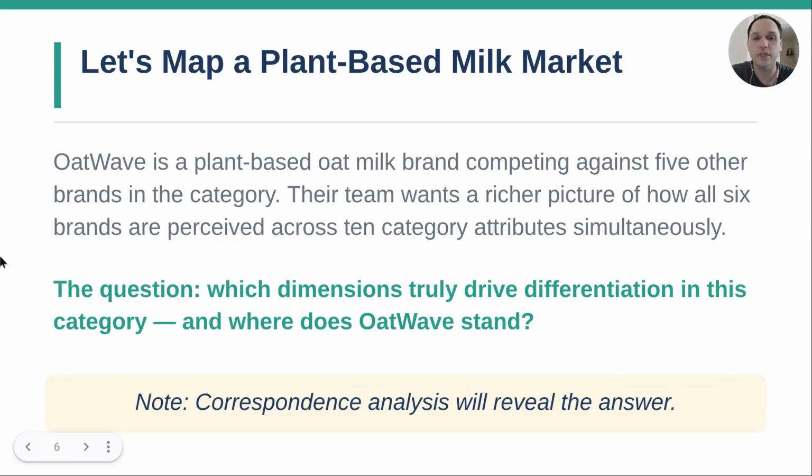Let's apply this to a real scenario. Oatwave is a plant-based oat milk brand competing against 5 other brands on a crowded grocery shelf. The team has done basic perceptual mapping and has a rough sense of the market. But now they want a richer, more data-driven picture. Specifically, how do all 6 brands compare across 10 different category attributes simultaneously? And what are the underlying dimensions that actually drive differentiation in the plant-based milk category? Not the dimensions the team assumes, but the ones consumers actually use to distinguish one brand from another.